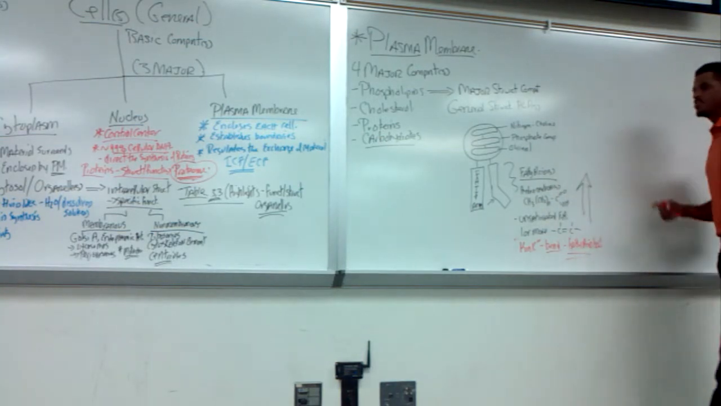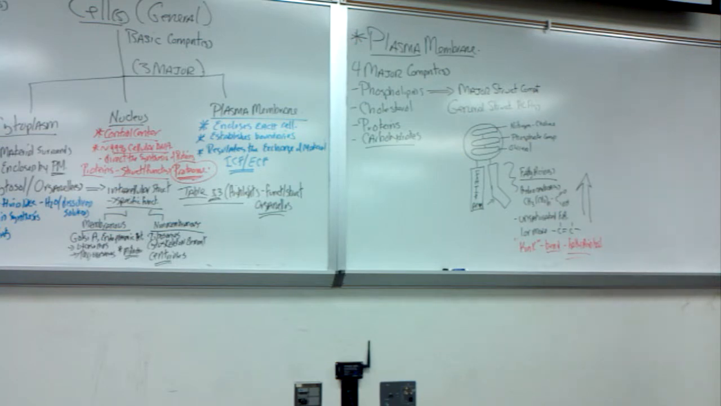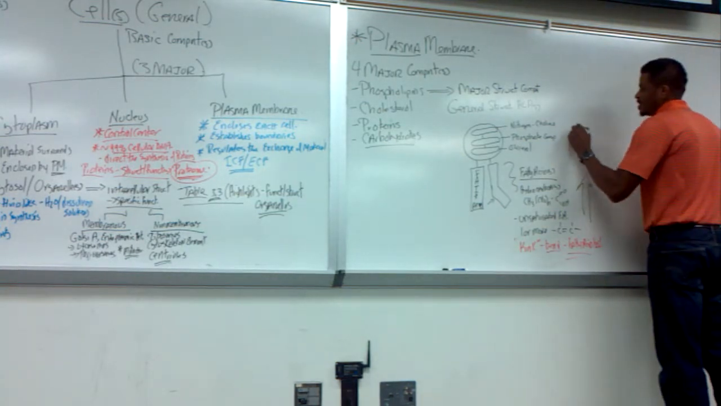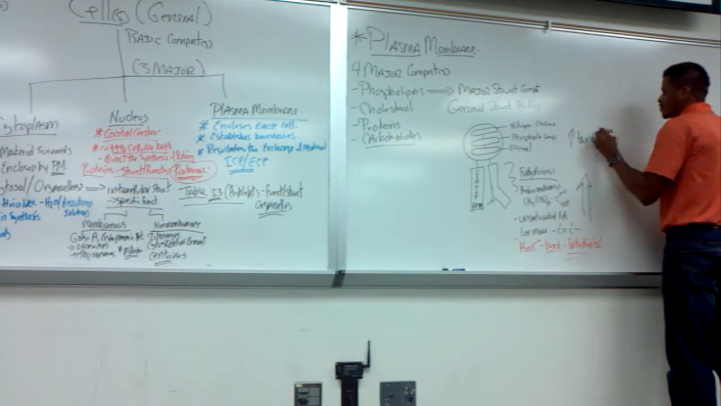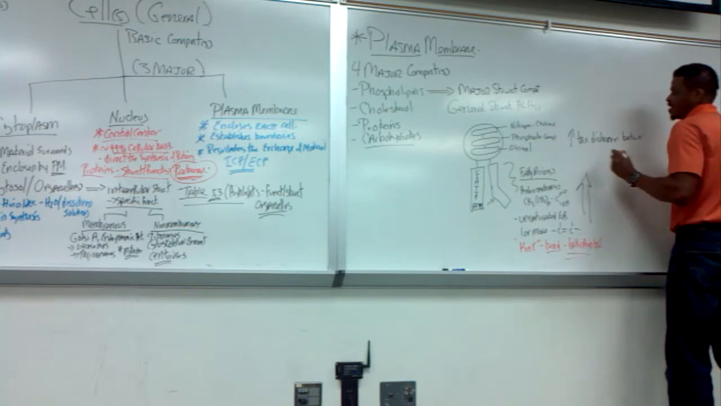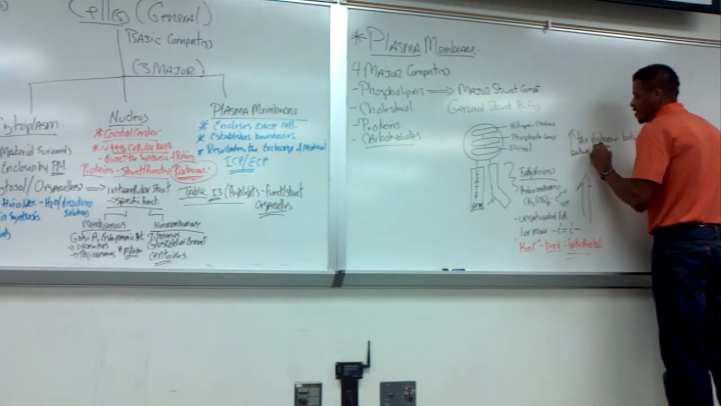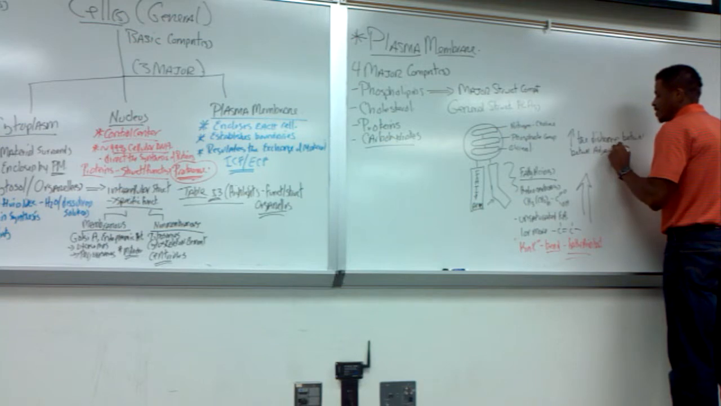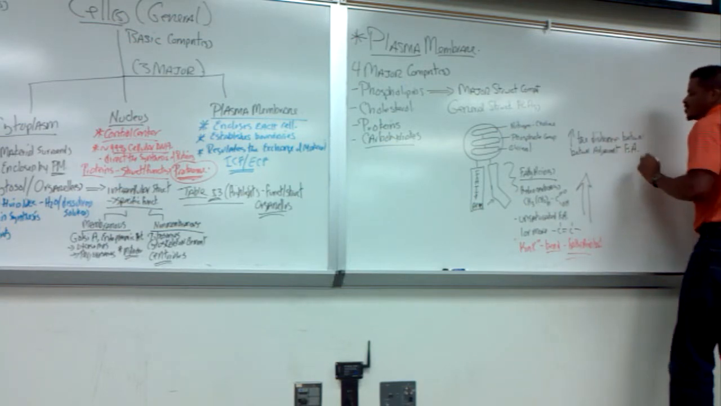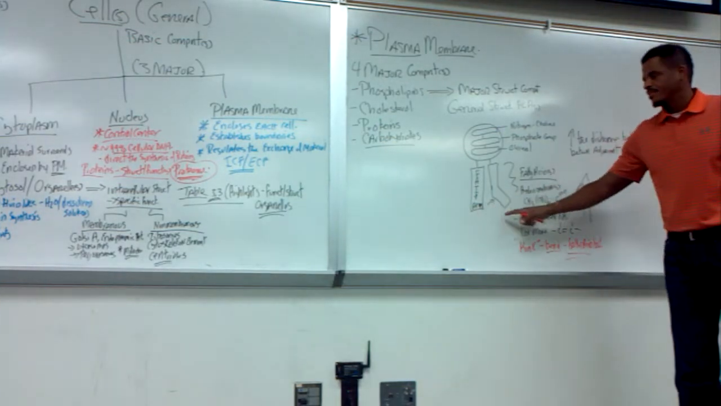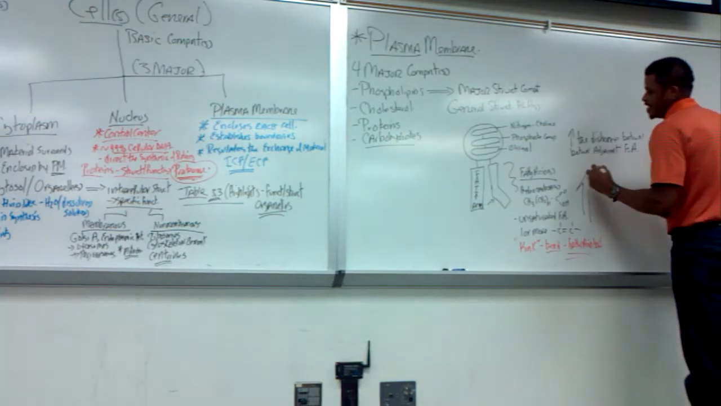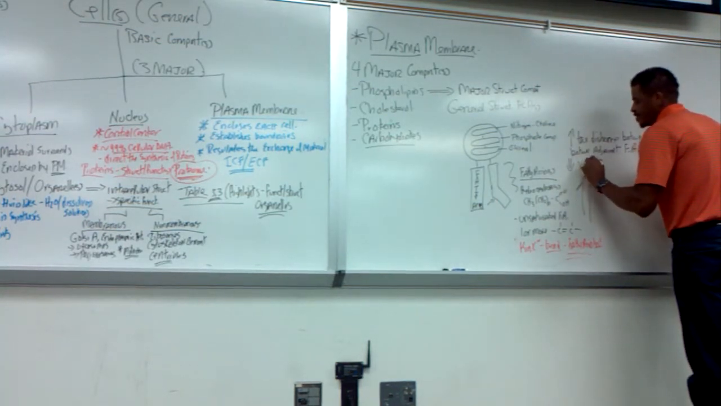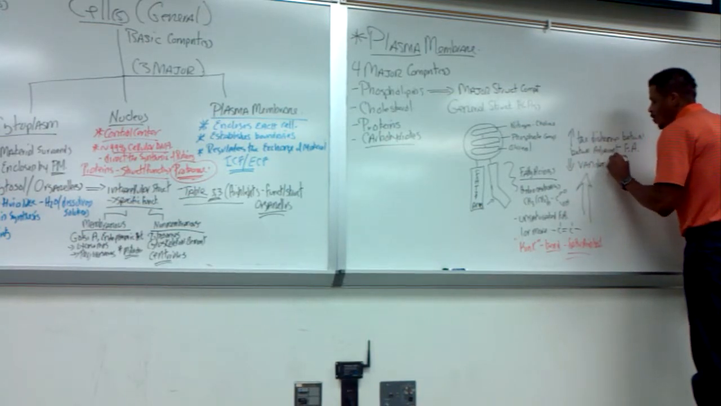So the kink in the fatty acid tail will increase the distance between adjacent fatty acids. So it increases the distance between adjacent fatty acids, and by increasing the distance between adjacent fatty acids, what it will do effectively is it will decrease van der Waals interaction.